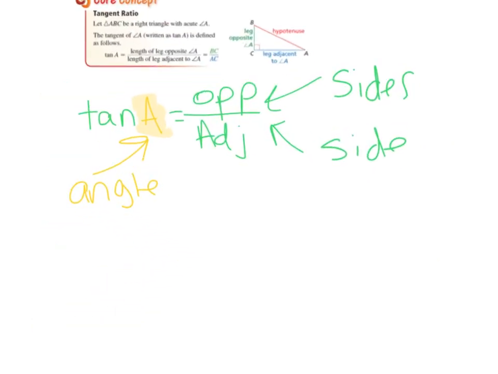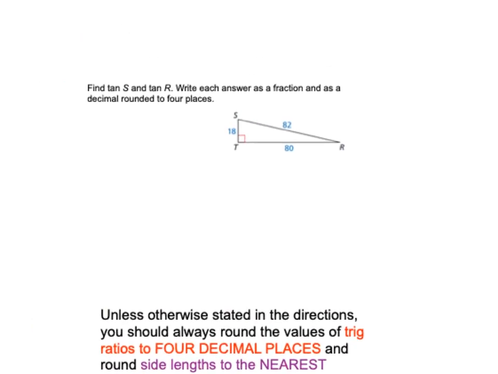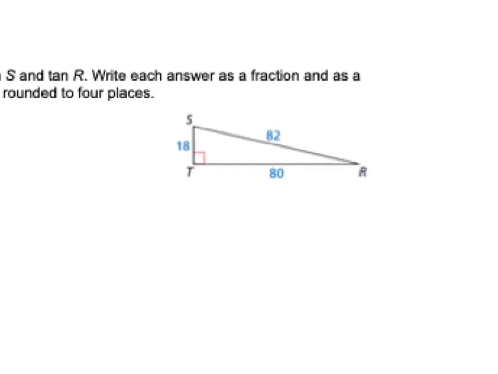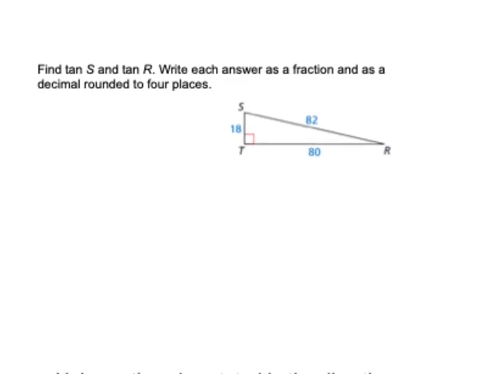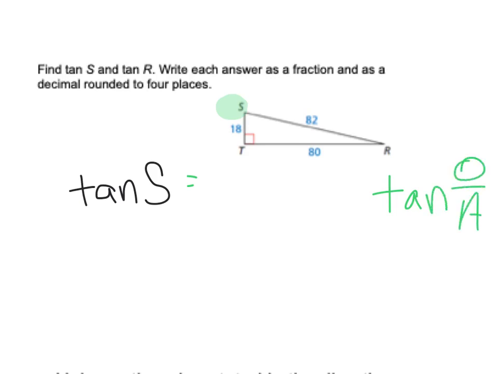Okay, so let's see how that actually looks. Here I have a right triangle, and it says to find the tangent of S. So we are going to find angle S, which is right here. We know that tangent, and I'm going to abbreviate, is opposite over adjacent. TOA. So tangent is opposite over adjacent.